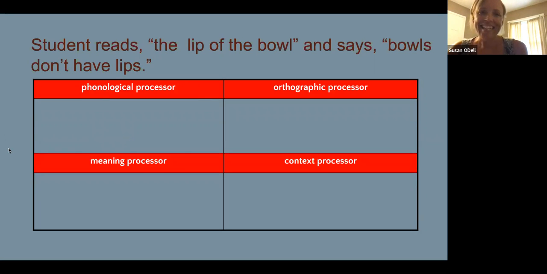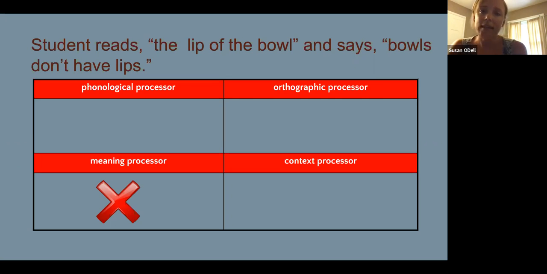And finally, the student reads the lip of the bowl and says, "Bowls don't have lips." If you guessed the meaning processor, you are correct. This student has some different meanings for the word lip, but lip of the bowl is not one of the meanings that they have within their meaning processor. Therefore, they are not able to comprehend or visualize what the text is saying.